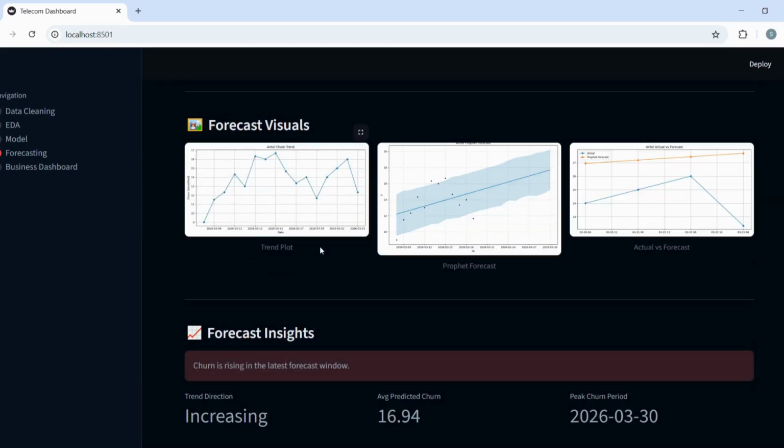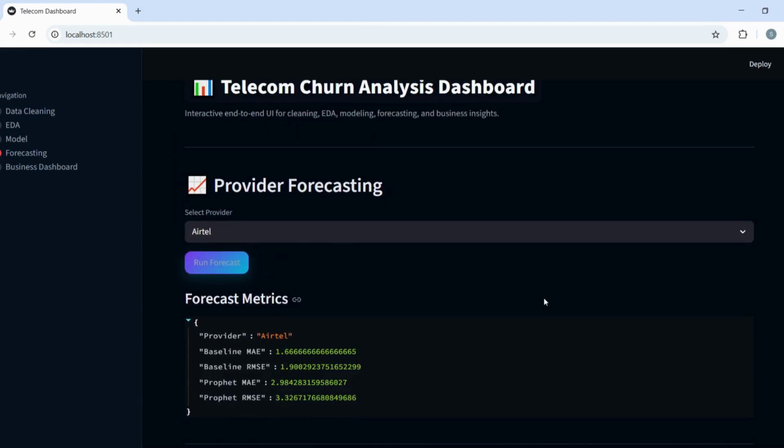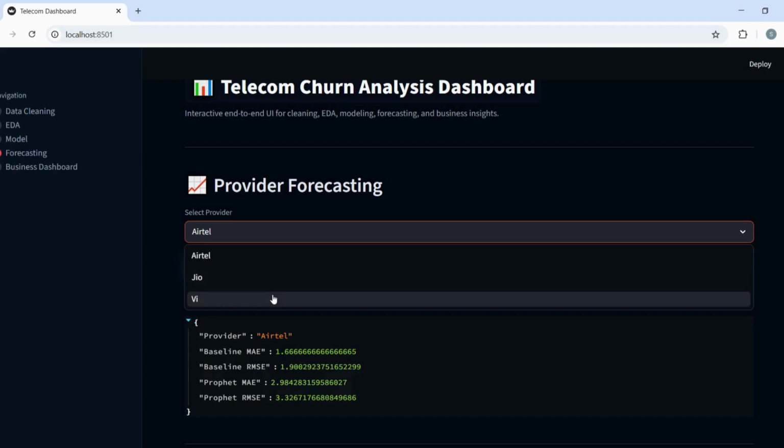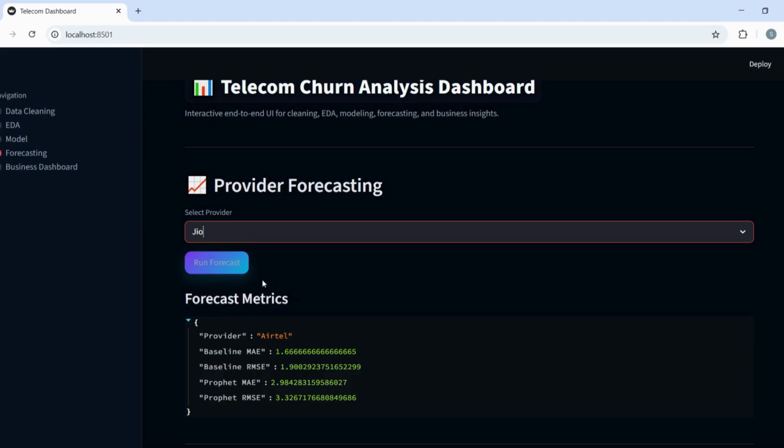Now let's look at the forecasting. This is one of the most important sections of the dashboard. Here we select a telecom provider like Airtel, Jio or Vi, run forecasting on those models and get the data. The system predicts future churn trends, peak churn periods, and average churn values. It also gives insights like increasing churn, decreasing churn, and stable trends. This helps companies take preventive actions in advance.